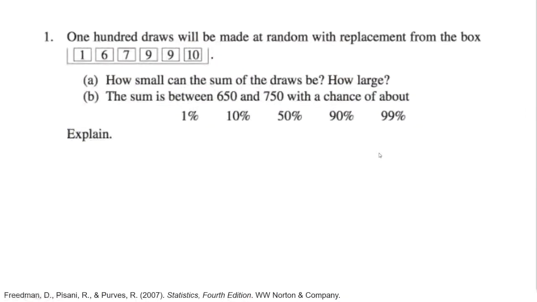In our first item, we have 100 draws made at random with replacement from this box: 1, 6, 7, 9, 9, 10. So the first couple questions are pretty easy. How small can the sum of draws be?